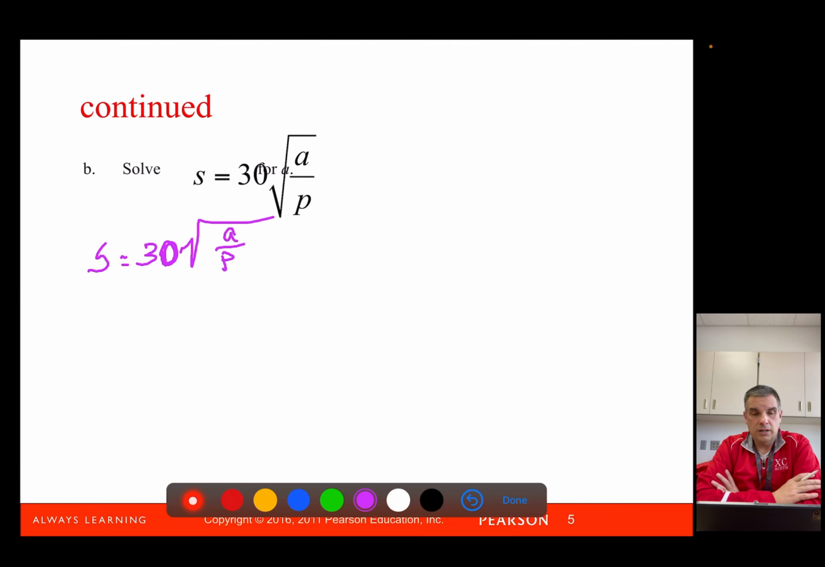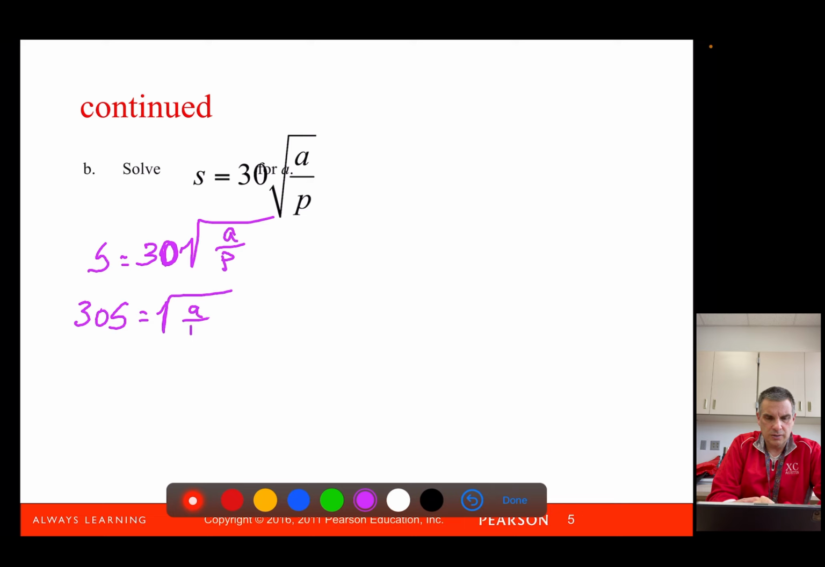Okay, so we're asked to solve for a, so we've got to isolate just that a value right there. So I've got 30 times, so I'm going to multiply by 30 first. So that gives me 30s is equal to the square root of a over p. And I'm going to square everything and get rid of that square root. So we're going to go ahead and square everything.